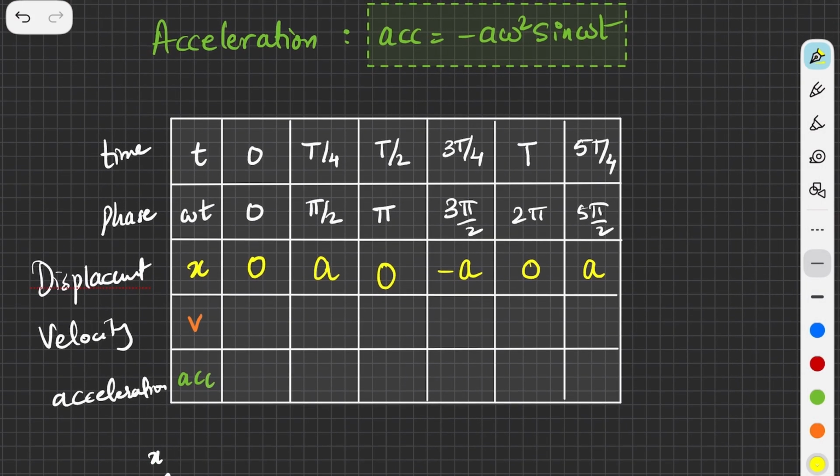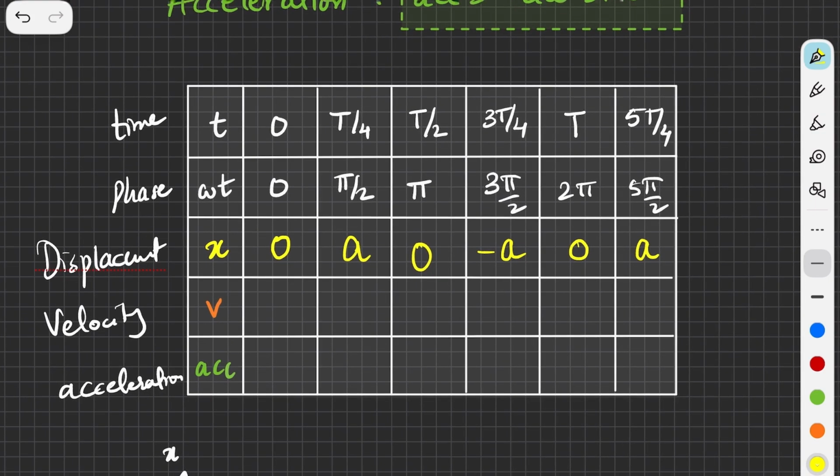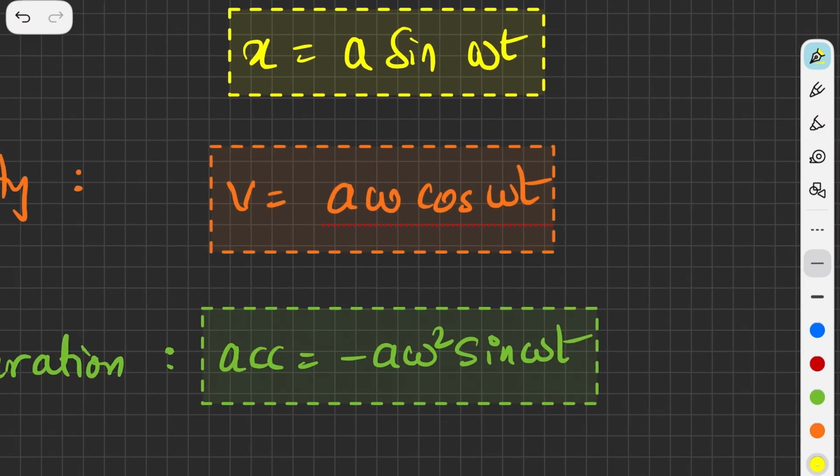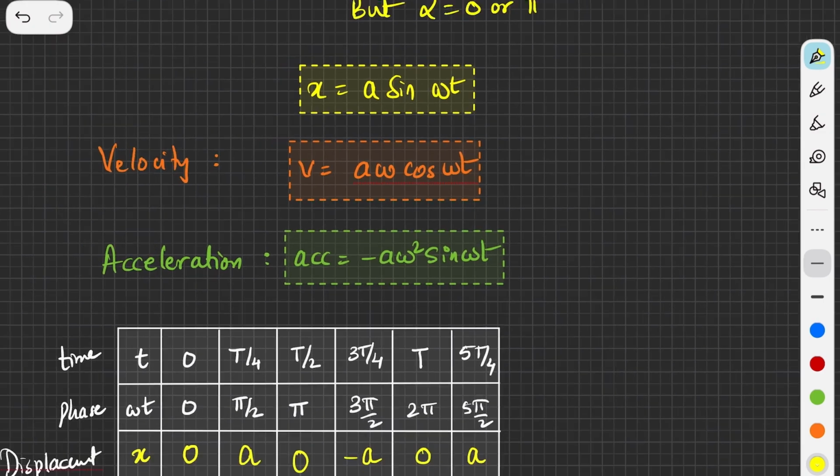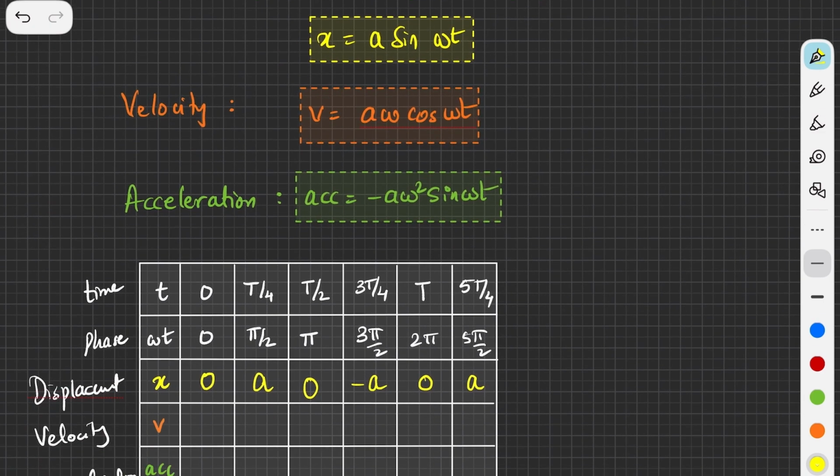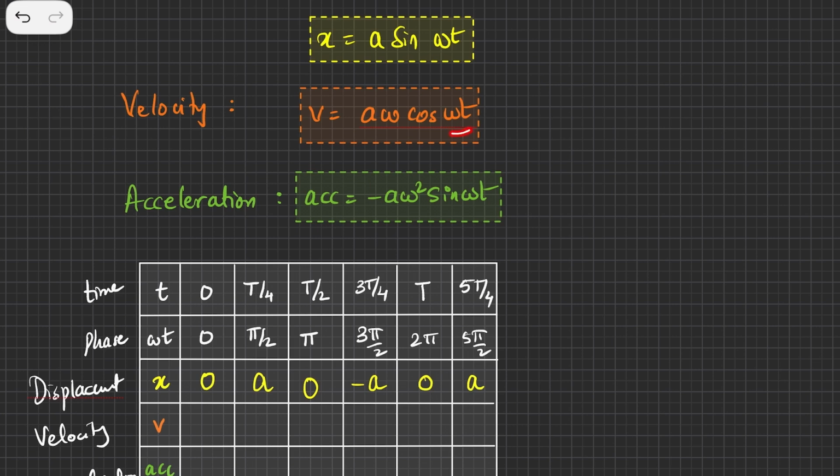Now we fill up the velocity column. Let's see how it works. For velocity you will work on the equation of velocity. So the omega t value is 0. So 0 in cos 0. What is cos 0? Cos 0 is 1. 1 into a omega is a omega. So this comes out to be a omega.